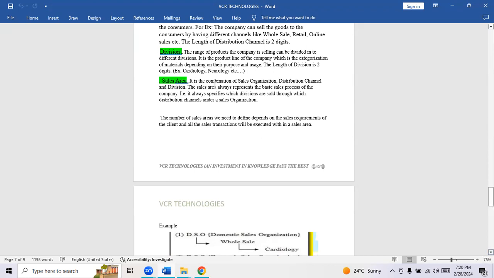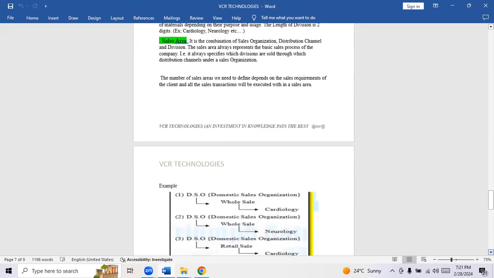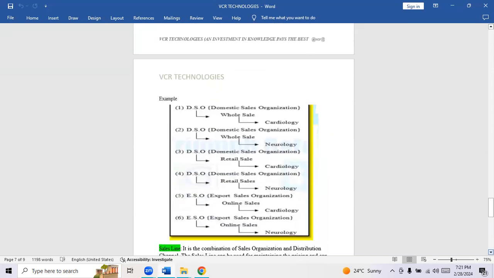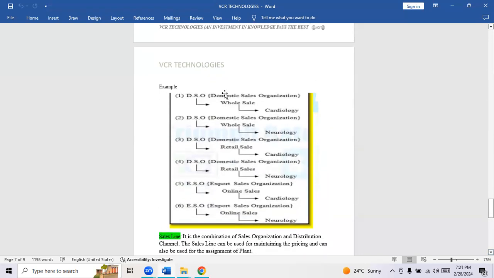Next, the number of sales areas we need to define depends on the sales requirements of the company or client. All the sales transactions will be executed within a sales area only. Here is an example of this enterprise structure. Here we have a domestic sales organization and an export sales organization. These two we will call channel partners. Channel partners is the general terminology, but in SAP SD we use the terminology distribution channel. Right?